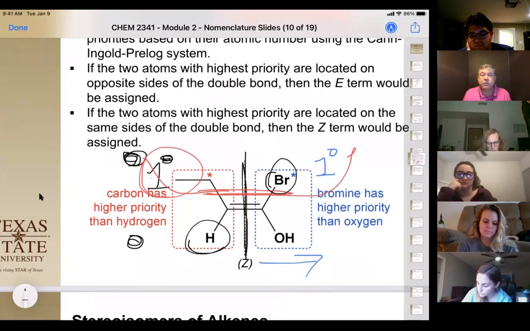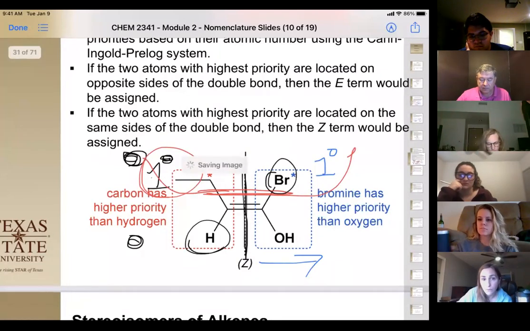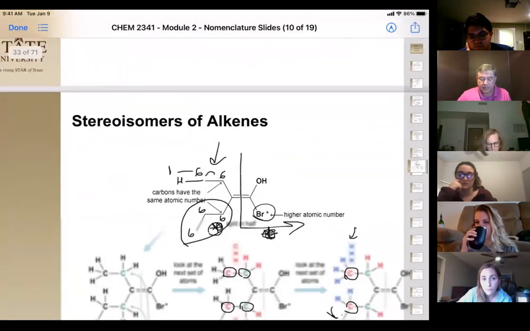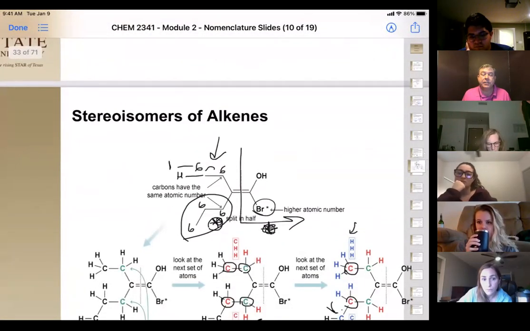It's best to use E and Z if you have any more than 2 attachments, okay? Cis and trans works just fine if you have 2 things on your double bond. If you have more than 2 things on your double bond, you should use the E and Z terminology, okay? And again, if you can't tell it immediately by what's attached to the double bond, you keep going out until there is differentiation, okay?